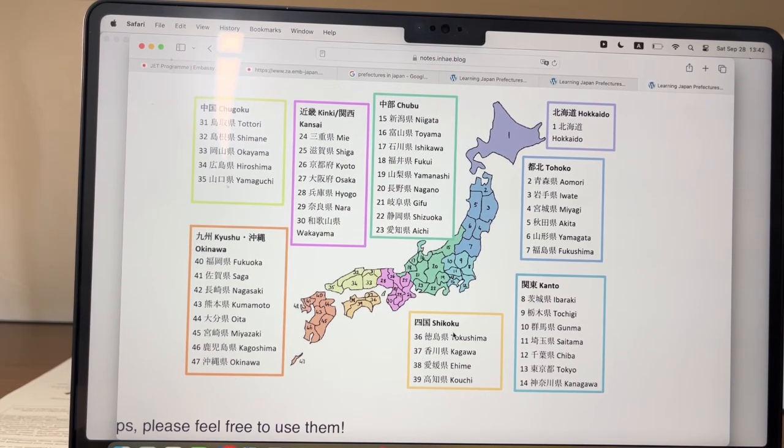We have Shikoku. I have never been to Shikoku. I don't know what is happening, but I know a lady that stayed in Ehime and she really loved it. I have no idea what's happening in Shikoku. And here we move on.